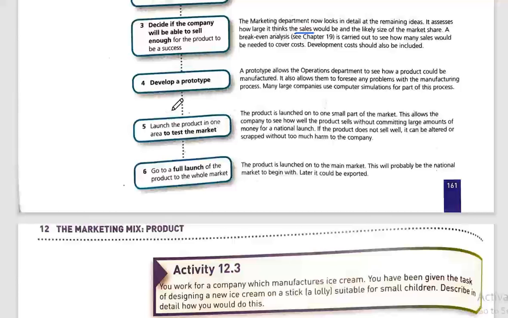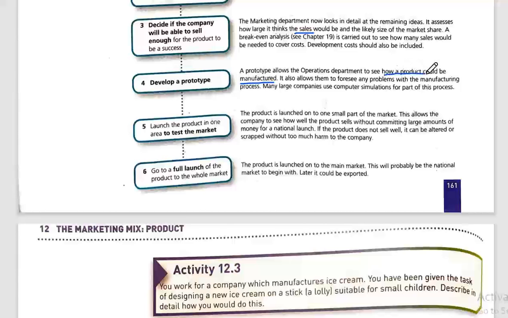to get this information. Number four, develop a prototype. A prototype is where I have not officially made the product available for the customers. A prototype allows the operations department to see how the product could be manufactured.